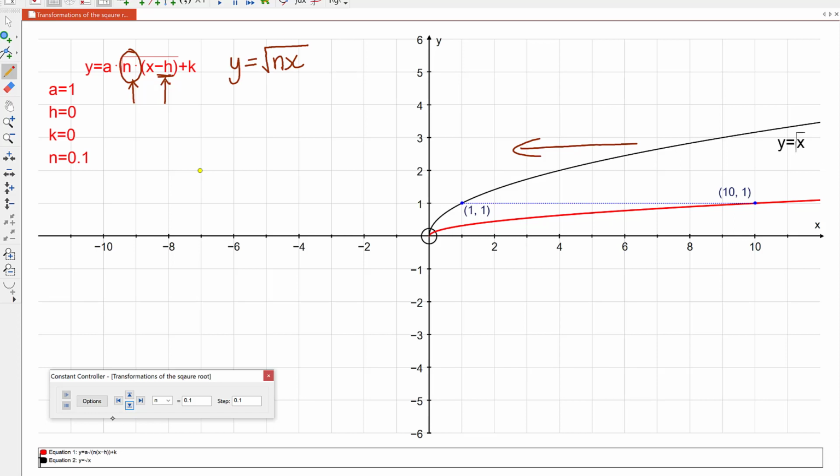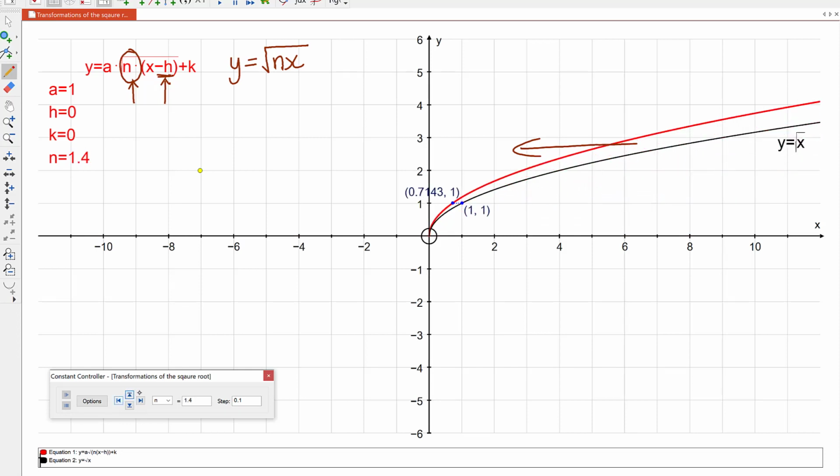Okay. In fact, let's see if I can do that. If I can make n 1.5, which is 3/2, we can indeed see that the x-coordinate is 2/3 of the original x-coordinate. 0.6 recurring is 2/3.